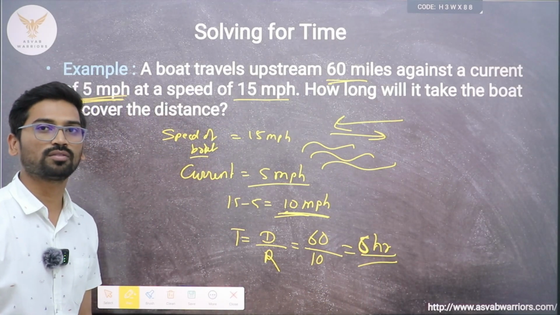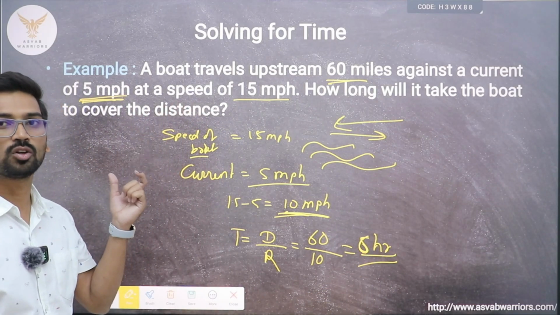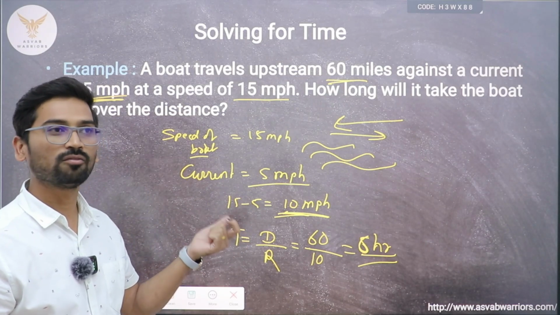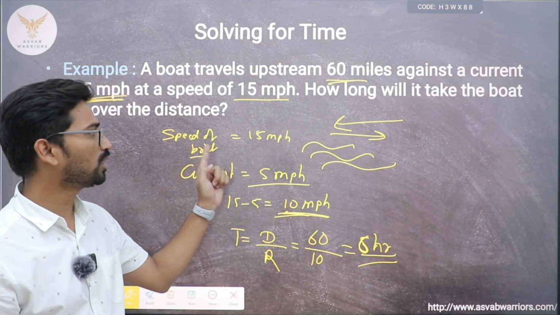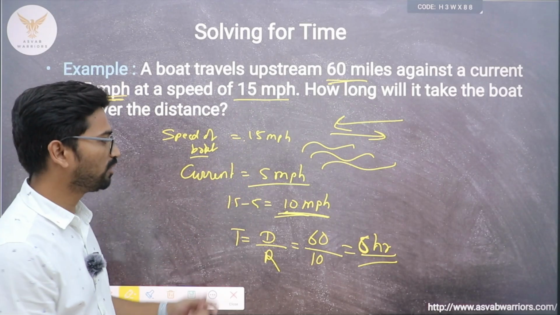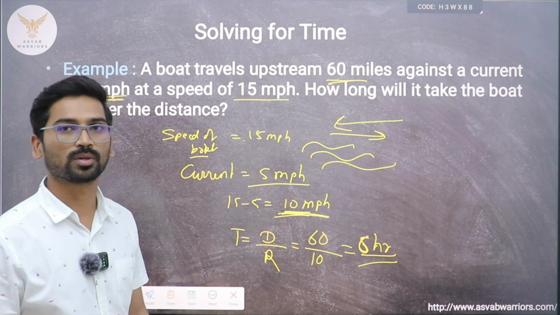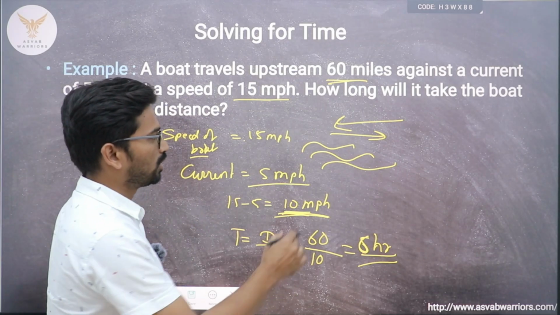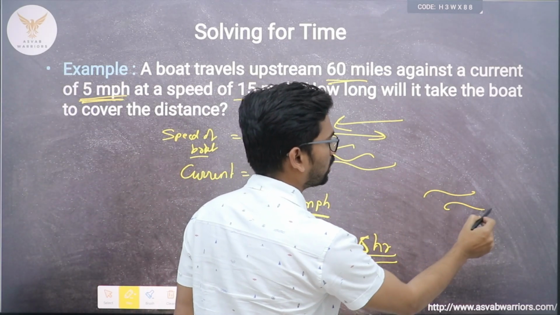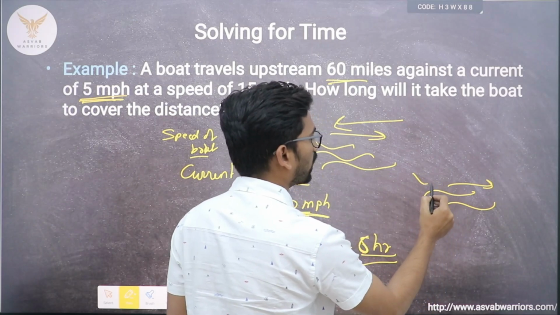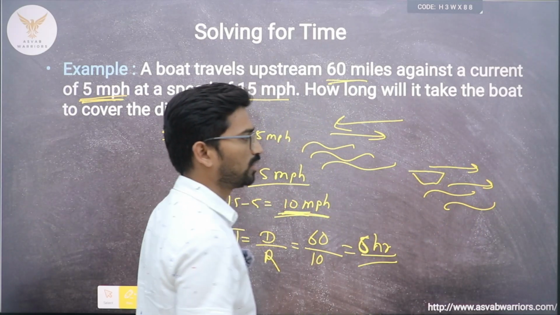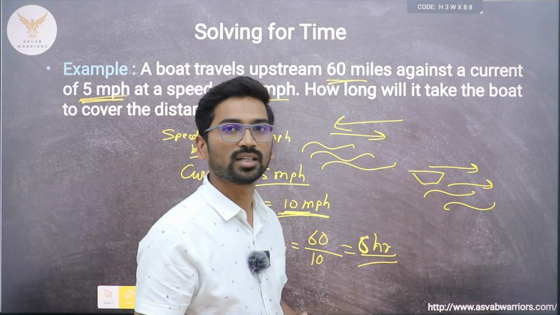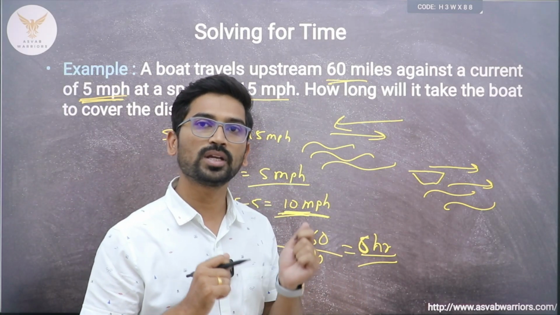Now this was the case of upstream, when the boat is traveling in the opposite direction of the flow of the current or the flow of the water. Then we will have to subtract the speed of the current from the speed of the boat to get the effective speed, which was 10 miles per hour. But let's say if the boat is traveling downstream, meaning if the direction of current is this side and the boat is also traveling this side, then this is called downstream, and in that case we will be adding the speed of the boat to the speed of the current.